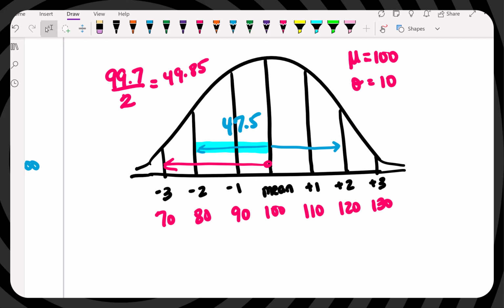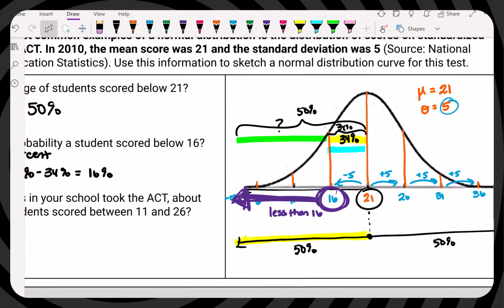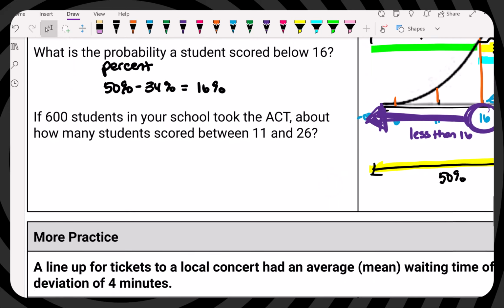Okay, so the good news is your formula sheet for your test, which you will have access to the whole time, it will give you the 68, the 95, and the 99.7%. Okay, so with that practice, let's go back over here and look at this question here.